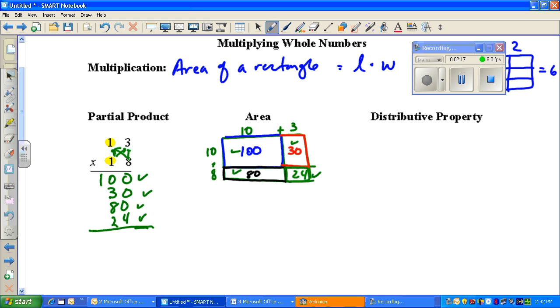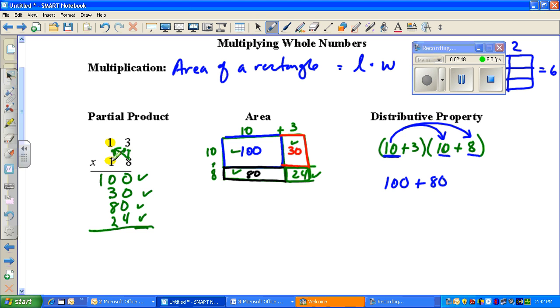Algebraically, we get a little tired of drawing pictures. So what we're going to do is write our number 10 plus 3, and multiply it by 10 plus 8. And this is going to go to that distributive property that was introduced earlier. I'm going to take this 10 and distribute it over addition to the next number, 18, which is a 10 and an 8. So 10 distributed to 10 is 100. 10 distributed to 8 is 80.